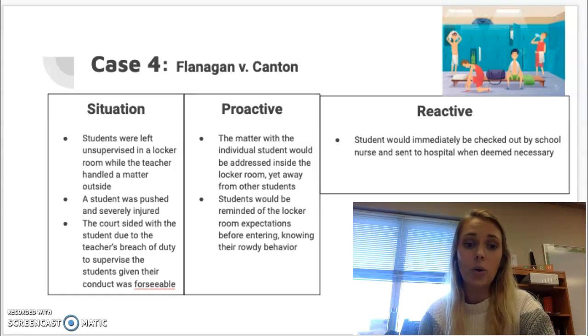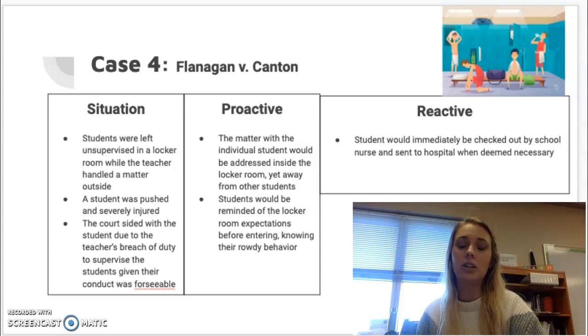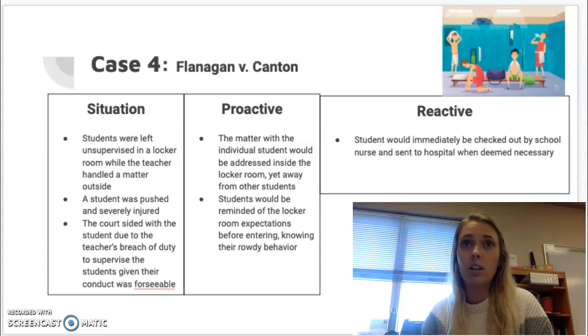himself. And the court ended up siding with the student because the teacher was considered to have breached her duty because she was not supervising the students, and they considered the conduct foreseeable due to them horsing around and being disruptive during class anyway.